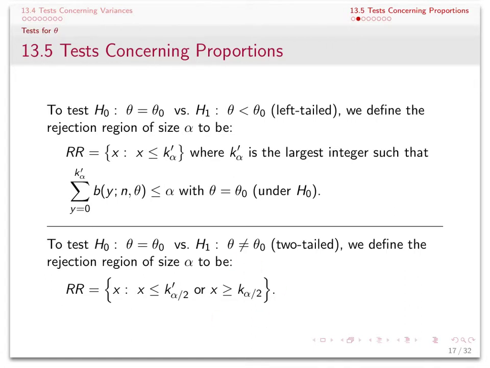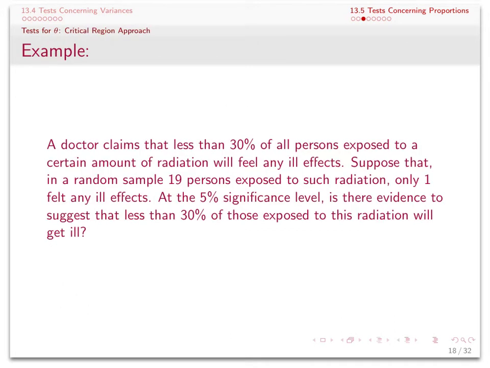So let's look at an example. We've got a doctor who claims that less than 30% of all persons exposed to a certain amount of radiation will feel ill effects. So suppose we have a random sample of 19 people exposed to this particular radiation, and only one of those 19 people ended up feeling any ill effects from the exposure. So what we want to do, at the 5% significance level, is determine whether or not there's evidence to suggest that less than 30% of those exposed to this radiation will get ill. So we're testing this doctor's claim.